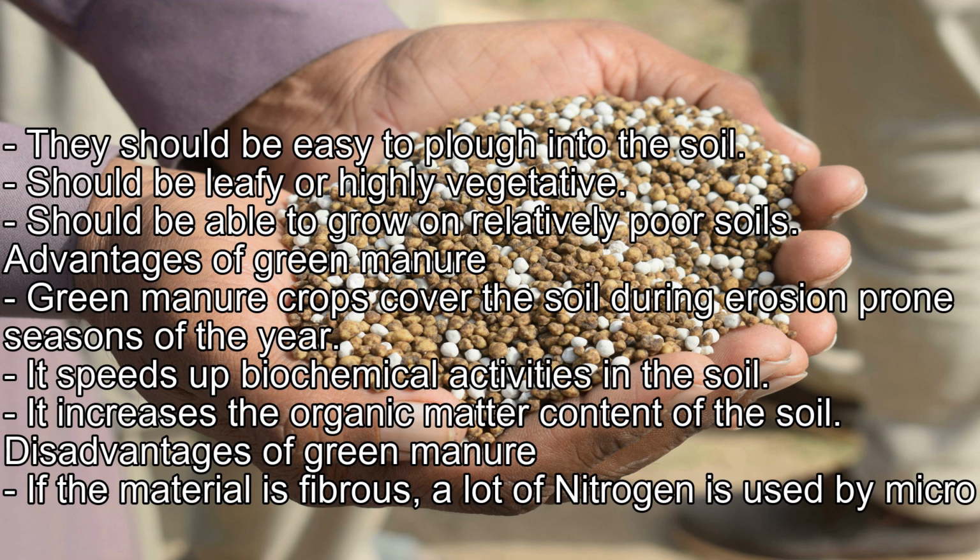Advantages of green manure. Green manure crops cover the soil during erosion-prone seasons of the year. It speeds up biochemical activities in the soil. It increases the organic matter content of the soil.